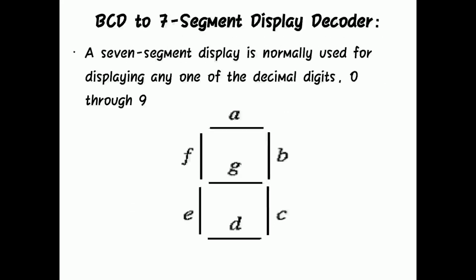So for the syllabus, you only have two types of decoders: one is the 2 to 4 decoder and the other is the 3 to 8 decoder. Coming to the next topic, it is one of the subtopics of decoder, that is BCD to 7 segment decoder.